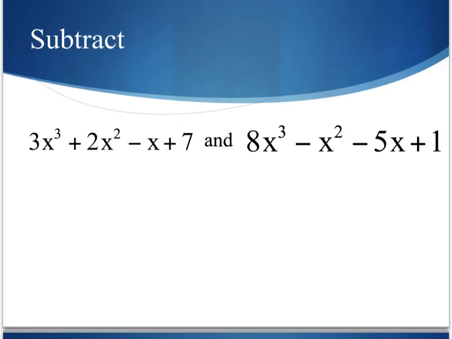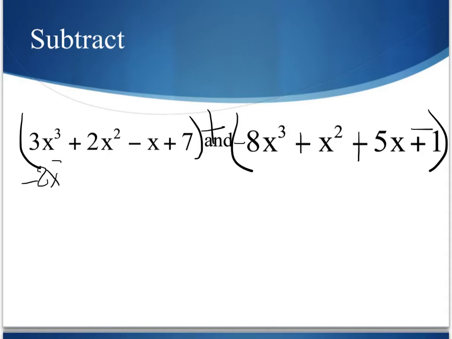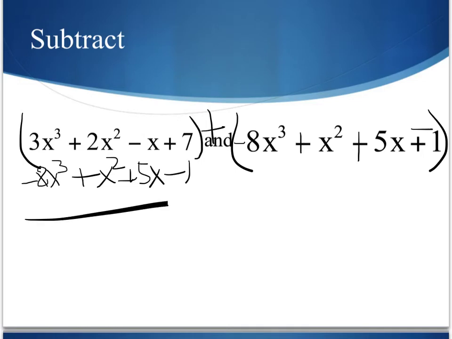So let's try subtraction. Now remember, with subtraction, they could also look like this with a subtraction in between. Whenever we have subtraction, we want to change subtraction to addition and change all the signs to the right. So the 8 becomes negative, the x squared becomes positive, the 5x becomes positive, and the 1 becomes negative. Make sure you change all the signs to the right. And then now we line them up because it's addition, just like the other slide. So we get negative 8x cubed, positive x squared, positive 5x, and negative 1.